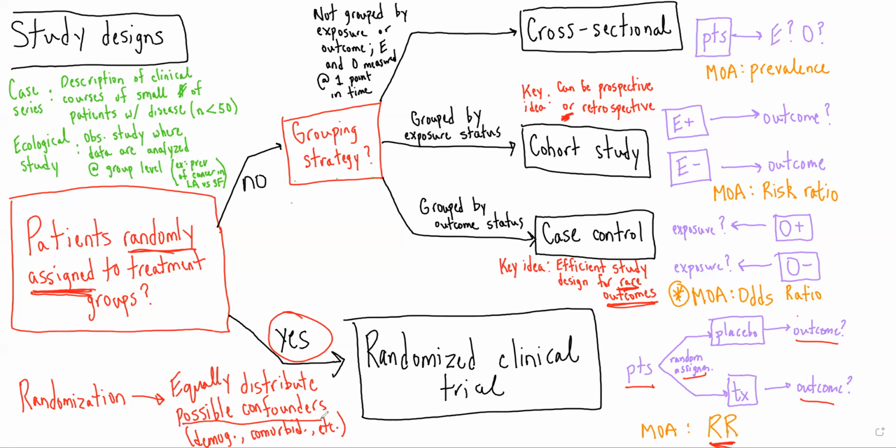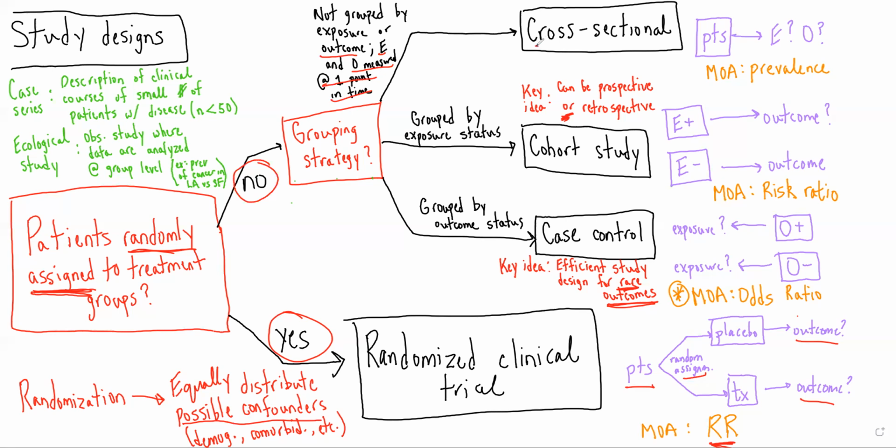What happens if patients were not randomly assigned to a treatment group and we are dealing with some sort of observational study? Then the next question you want to ask yourself is, how were patients grouped in the study? And there are really three main types of groupings. So the first is that patients weren't really grouped by exposure or outcome, and exposure and outcome were measured at one point in time. Things like surveys, interviews tend to really fall into this bucket.